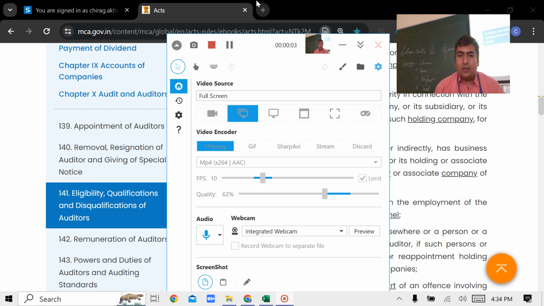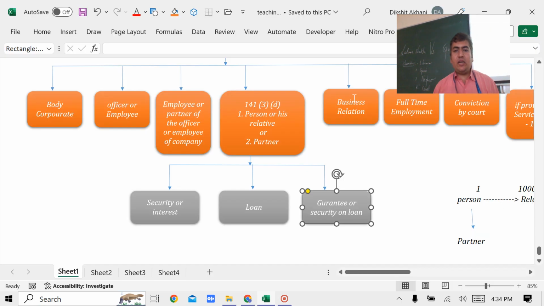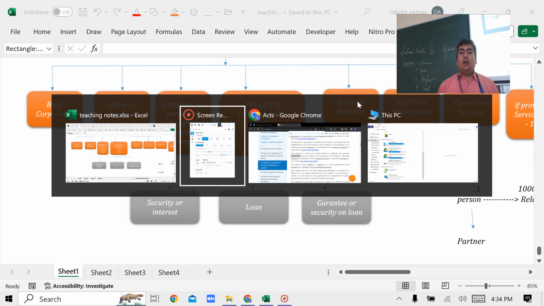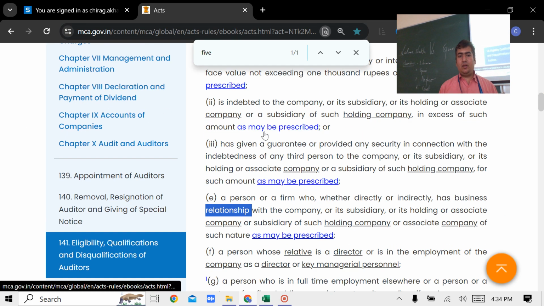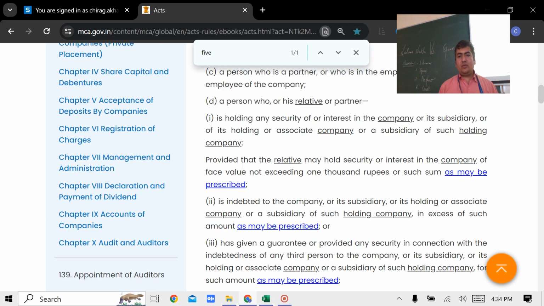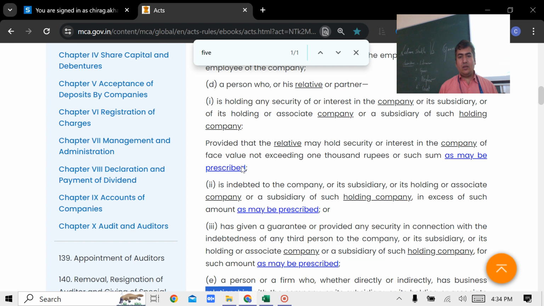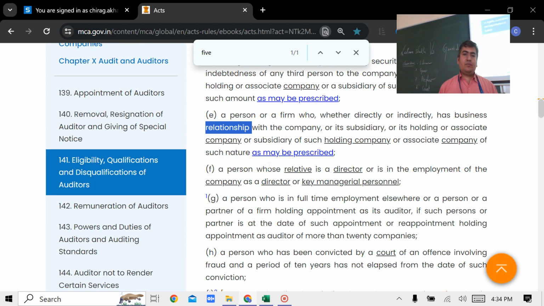Fine. So now we are moving towards the next point, and that is about the business relation. What is provided under section 141, subsection 3 and clause E. Now here also the reference is given. Can you see this? Look, whatever is provided there in the company.